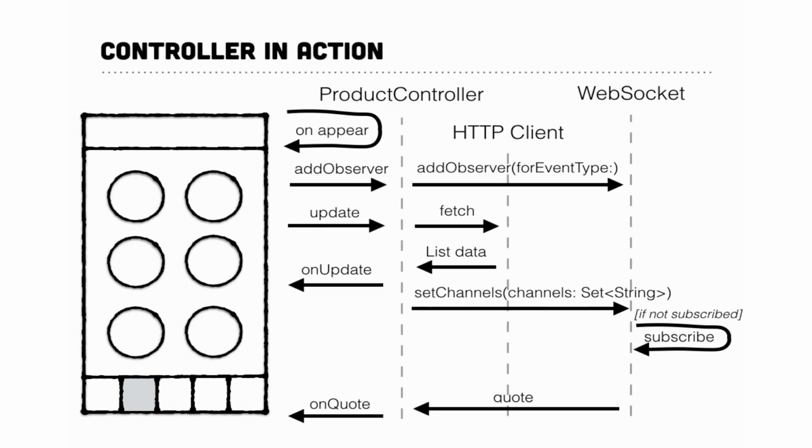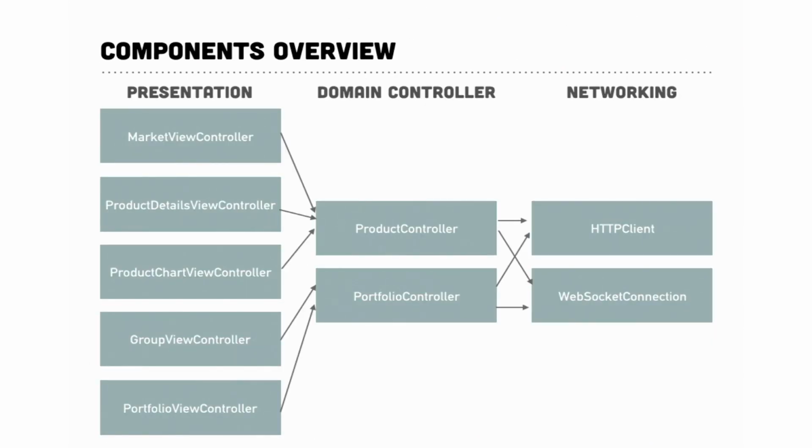And after the data is got by the product controller, the product controller will make the WebSocket subscribe to these channels. And if they are not subscribed, it will subscribe. So this component also has a lot of logic to prevent double subscribes and to prevent unnecessary messages to be sent on the WebSocket channel. And then after a while, at every quote update that this guy is subscribed to, we'll send the quote back to the view controller. So this is just an overview of the components, so you have an idea of how they relate.